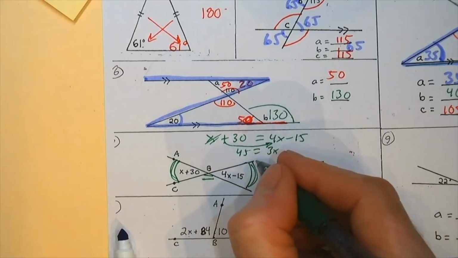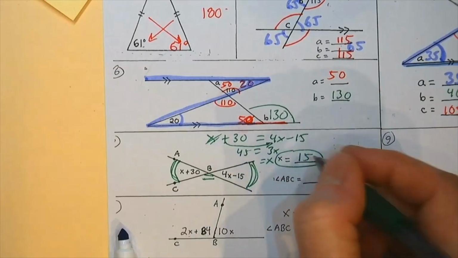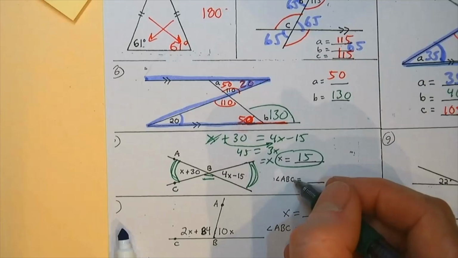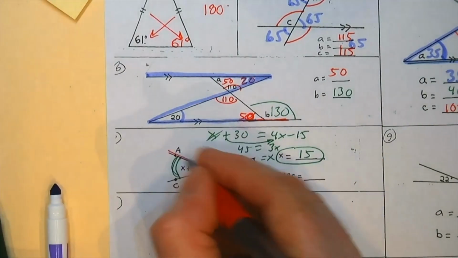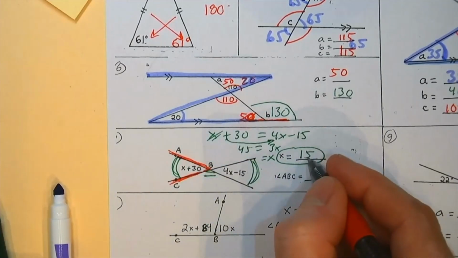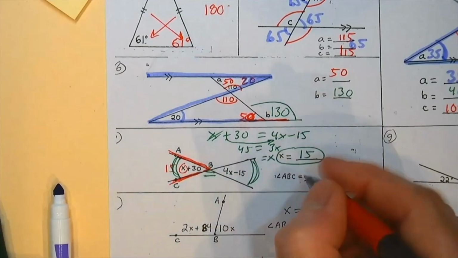3 times what is 45? X is 15. Yay. Oh, what's angle A, B, C? We got to go back and figure that out. Where's A, B, C? Oh, here's A, B, C. Okay, X is 15. 15 plus 30 is 45.